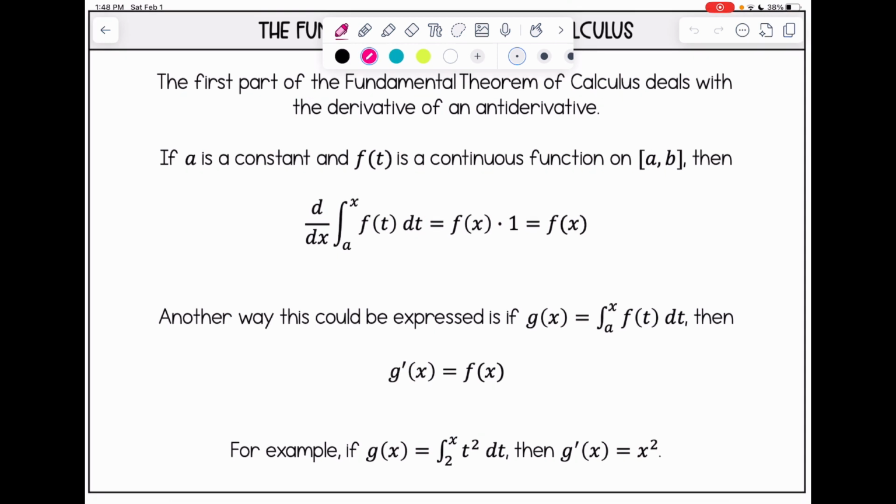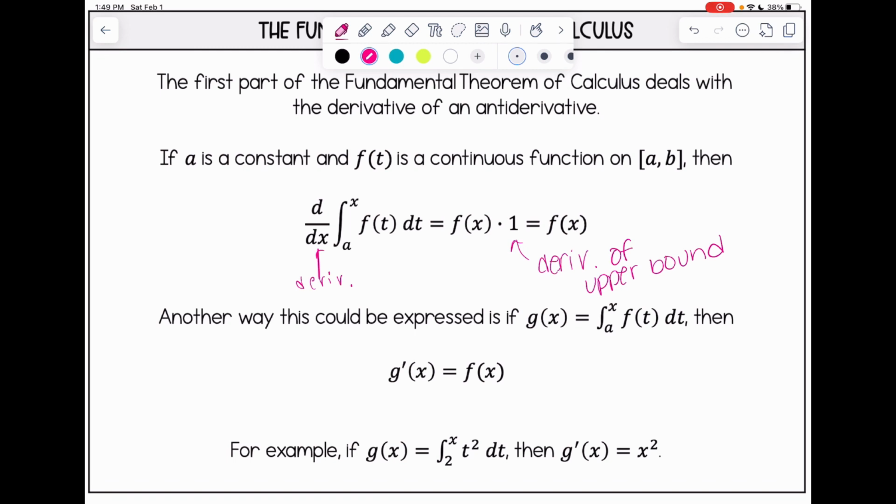So the Fundamental Theorem of Calculus says that if a is a constant and f of t is a continuous function on the closed interval a to b, then when we take the derivative of the integral from a to x of f of t dt, that is equal to f of x times 1. And that equals f of x, of course, because multiplying by 1 is not going to change the value. But why are we multiplying by 1? That's basically because of the chain rule, that is the derivative of the upper bound. So if, for instance, the upper bound was 2x, we would multiply by 2.